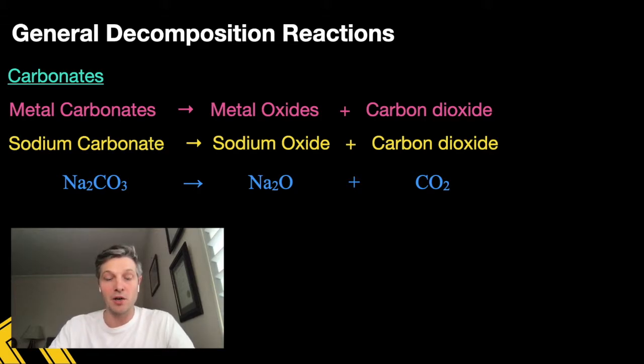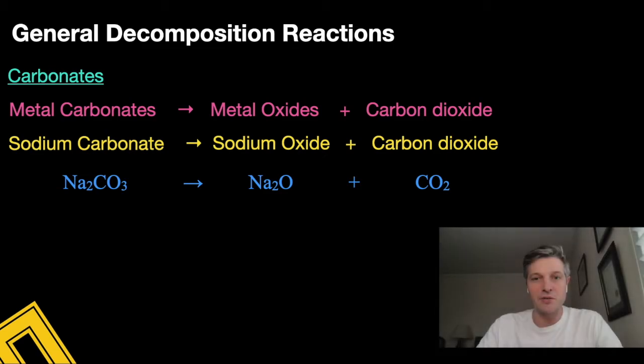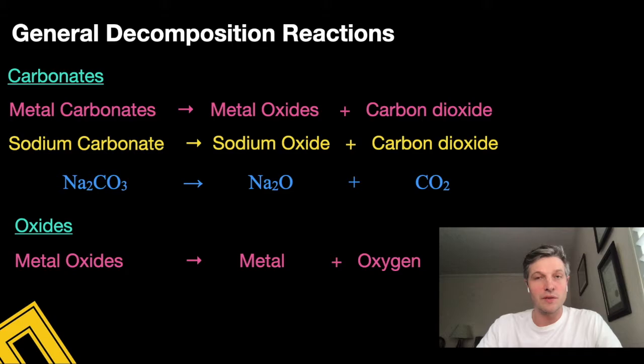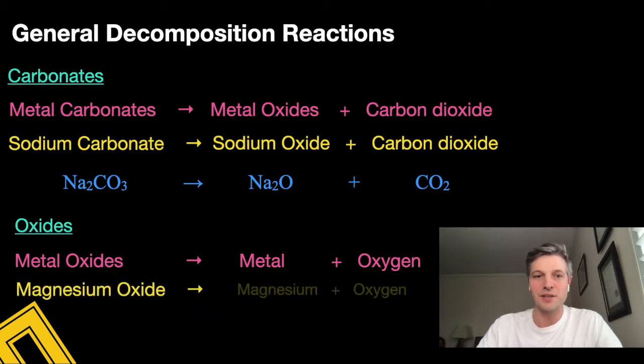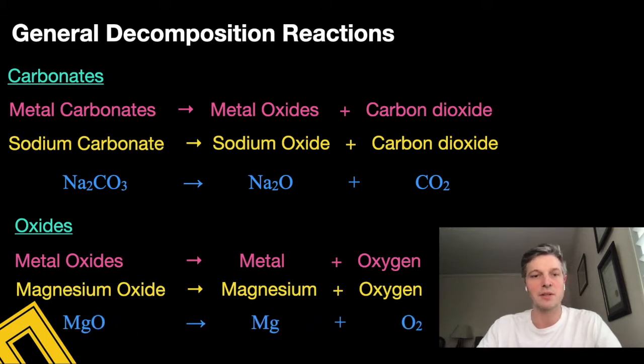When we look at oxides now, they have a general formula that tells us metal oxides will give us a metal plus oxygen. An example will be magnesium oxide. It's obviously going to break down into magnesium and oxygen. Very simple. We write that as MgO gives Mg plus O2. And if we have a look, you might notice now that it's not balanced. So I'm going to quickly balance that by putting a 2 at the front of the magnesium oxide and a 2 at the front of the magnesium. Now that one is balanced.